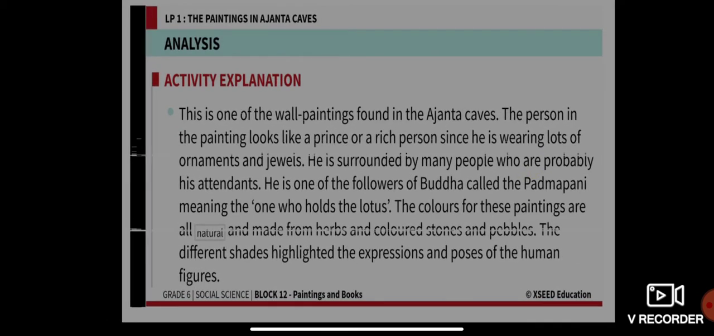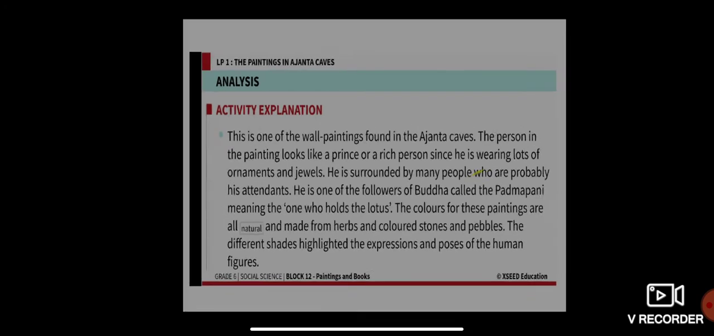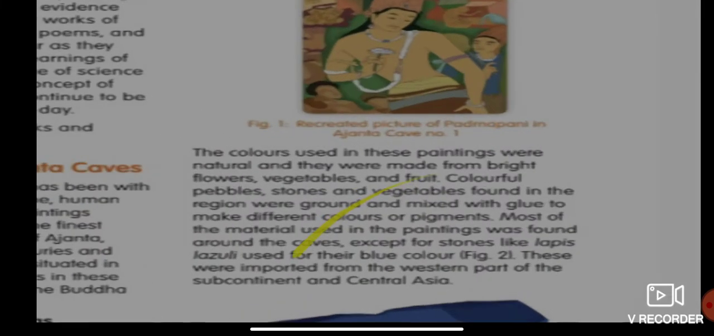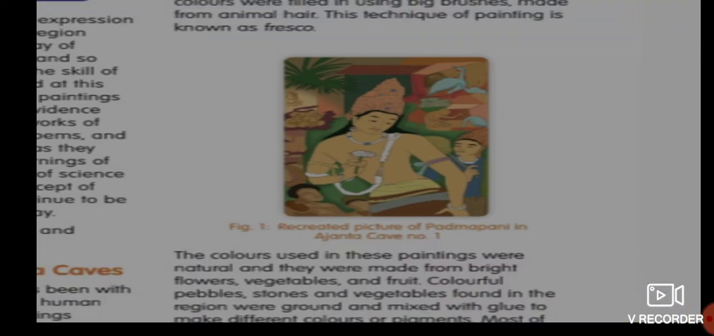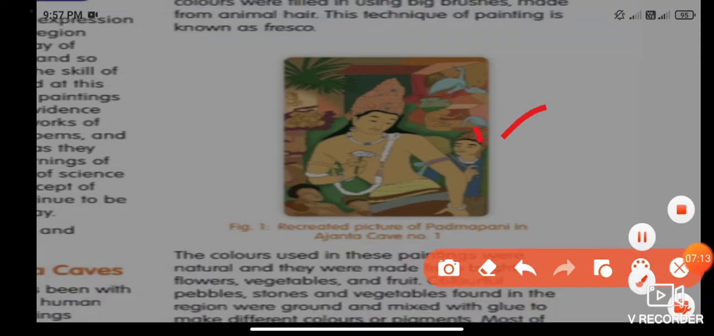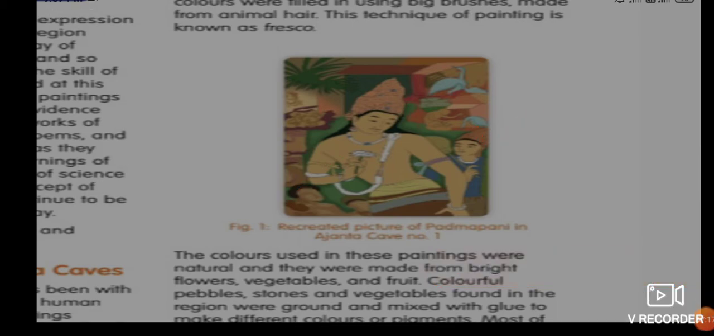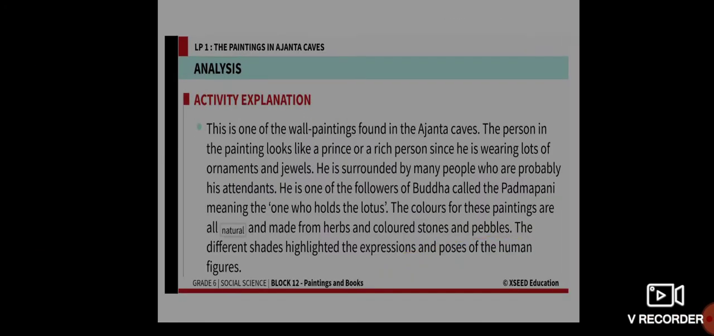He is surrounded by many people who are probably his attendants. Similarly, from the given picture, you'll see that he is also surrounded by many people, so maybe they are his attendants. He is one of the followers of Buddha, called Padmapani, meaning the one who holds the lotus.